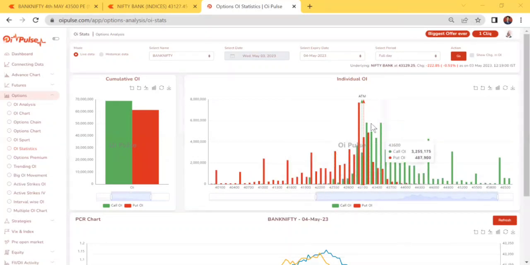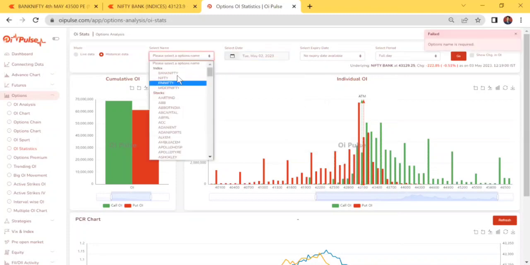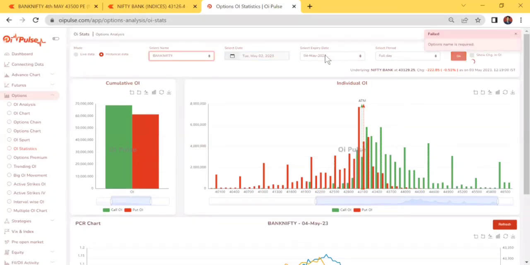Now, the point on 43,500 that I made yesterday. Lionel, I will cover Nifty as well. Just give me a minute. Okay, this is Bank Nifty.